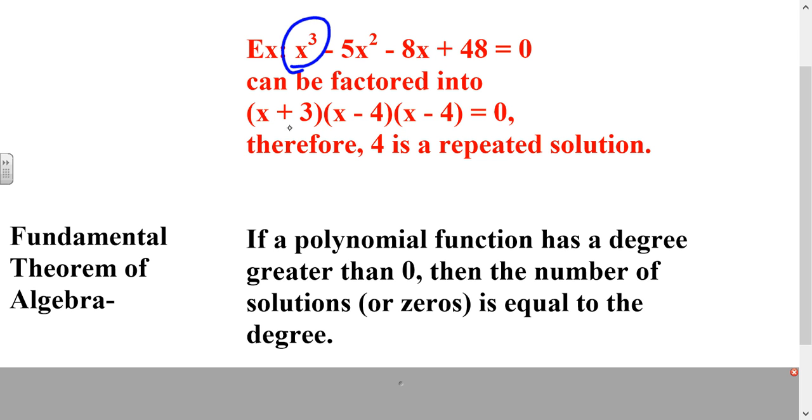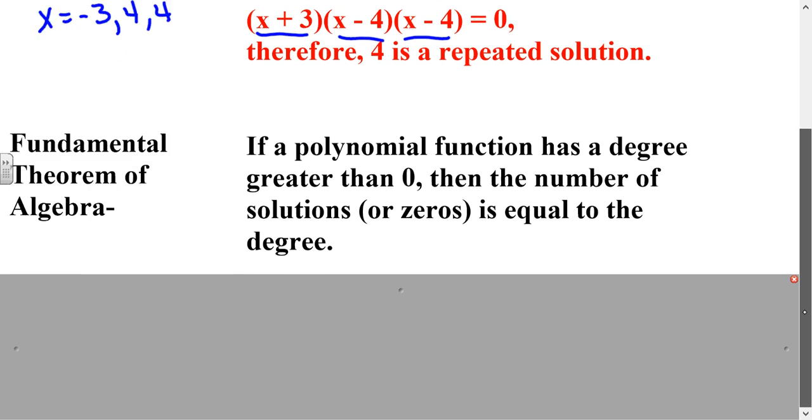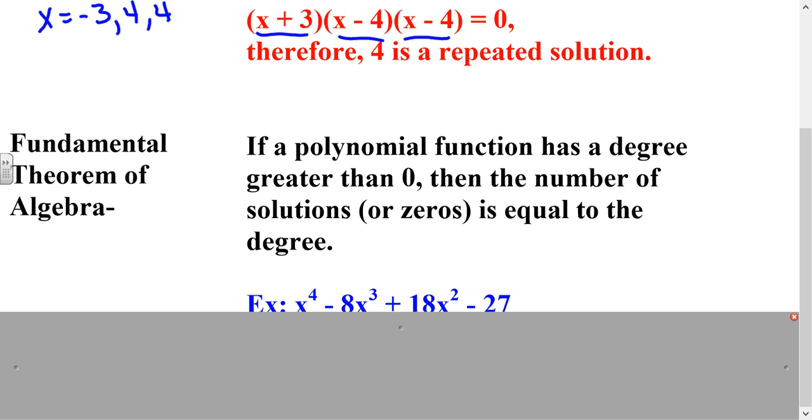So if we were to set all of these equal to 0, then the solutions would be x equals negative 3 and x equals 4 would be on there twice. So technically it has 3 real solutions. Now it can have imaginary solutions with the variable i, or it can also be real, or it can be repeated. So those are your options for how many zeros a function can have.